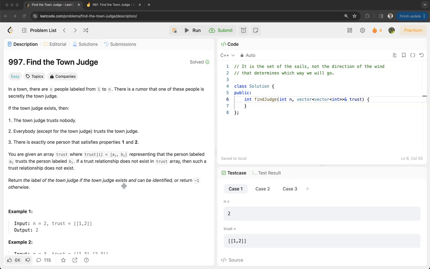Hi everyone, let's talk about today's LeetCode Daily Challenge. Today we have an easy problem, but it has a beautiful concept in graph theory. We will talk about it shortly.